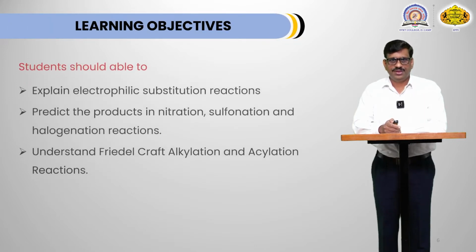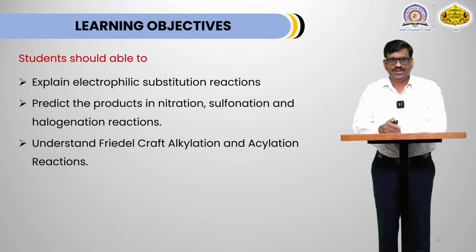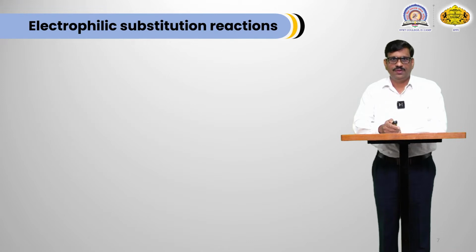Learning objective of this session: at the end of this session, students should be able to understand what is electrophilic substitution reaction. They should be able to predict the product in nitration reaction, sulfonation reaction, and halogenation reaction. Students should understand what is Friedel-Crafts alkylation reaction, what are the different limitations of Friedel-Crafts alkylation reaction. Students should understand what is Friedel-Crafts acylation reaction and different reagents used for Friedel-Crafts acylation reactions.